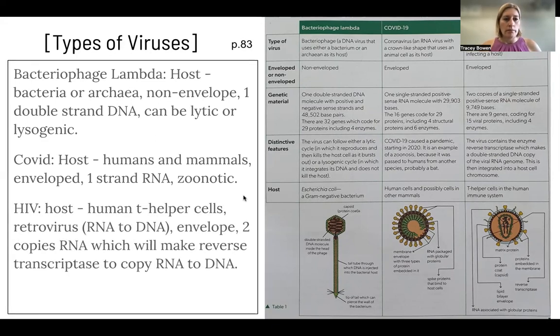HIV, the host is human T helper cells. It's a retrovirus, so that means it converts RNA to DNA and then back to messenger RNA. It has an envelope. It has 2 copies of RNA, which will make reverse transcriptase to copy that RNA to DNA. And HIV can also merge with other strains of HIV, and that will make even greater variation in that virus, which means you could be infected with 2 strains of HIV, and both of them would have different impacts on your immune system.